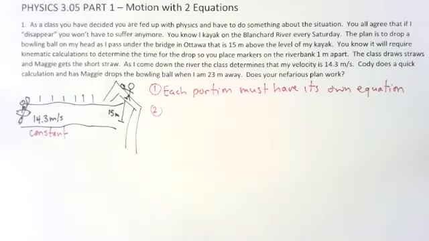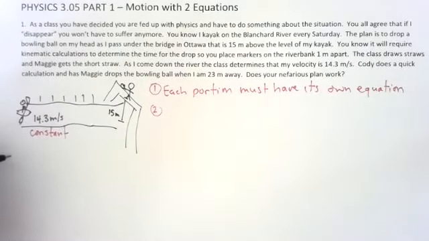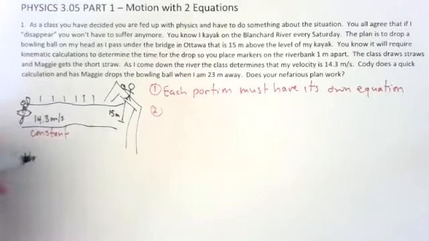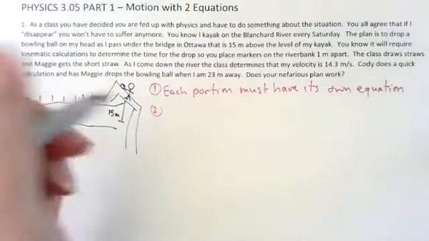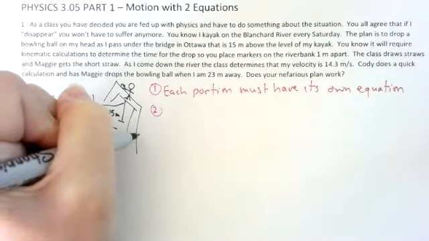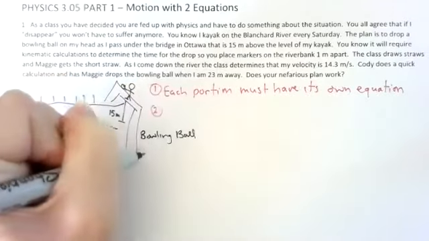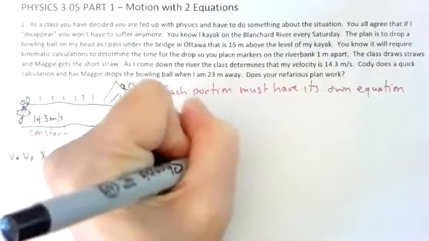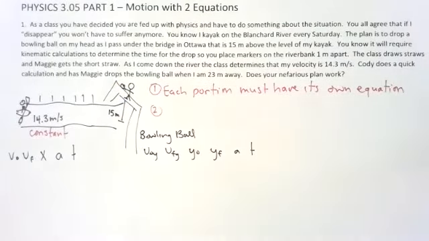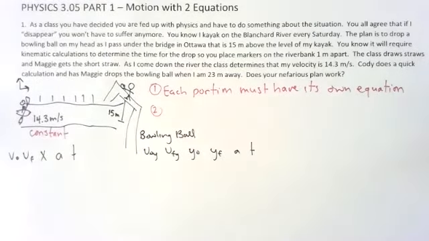So we're going to want a variable bank for me, and we're going to want a variable bank for the bowling ball. Let me do v sub o, v sub f, x, a, and t for me. And over here for the bowling ball, v sub o y, v sub final y, y sub o, y sub f, a, and t. And let's make our coordinate system traditional. Well, let's start off with me in my kayak.